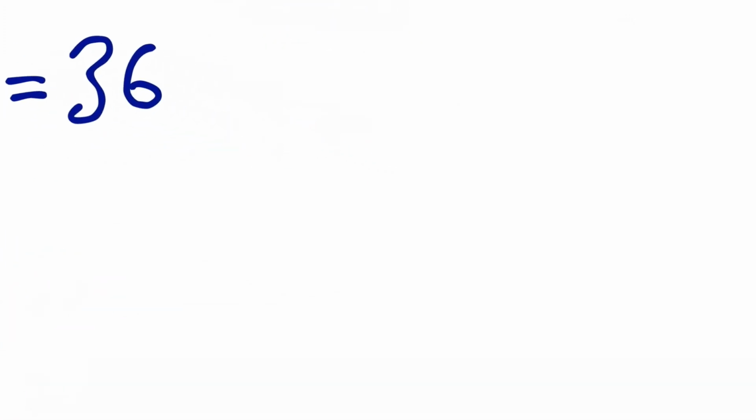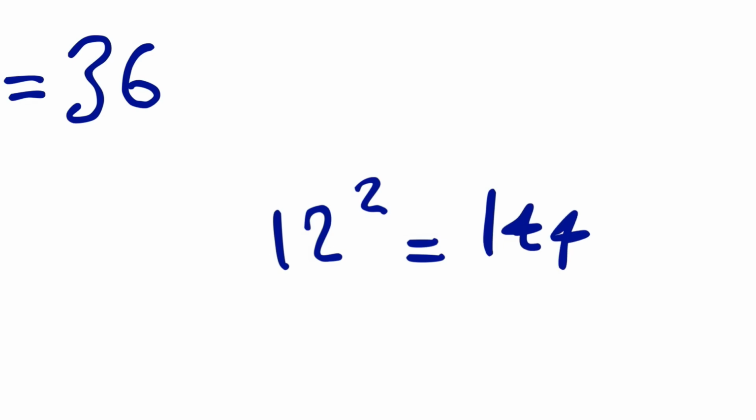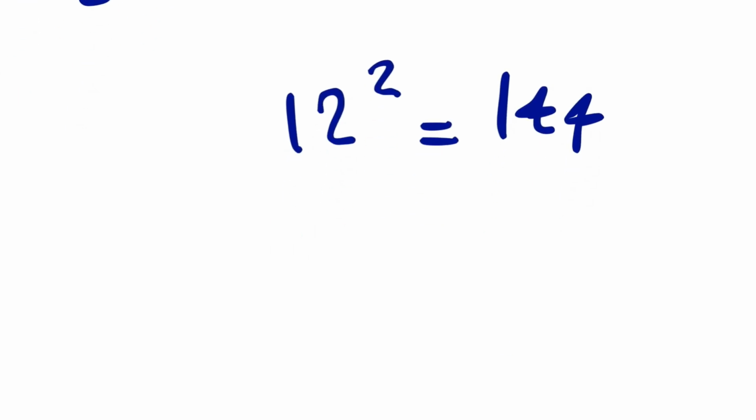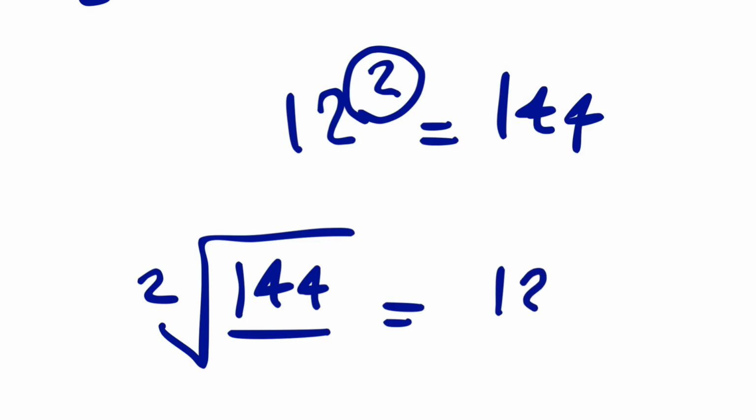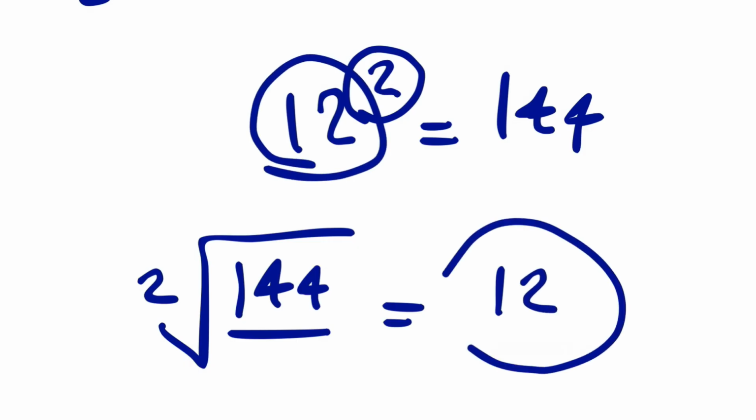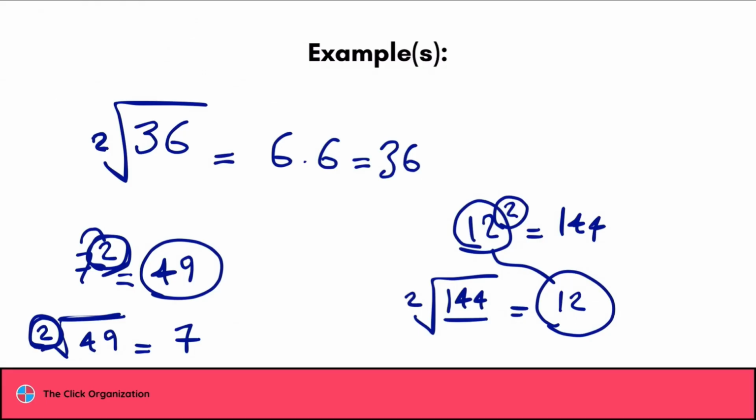Another example: 12 to the power of 2 is equal to 144. If I turn this around, it would be 144 under the root symbol, with the power as the degree. So it would be the square root of 144, which is equal to 12. So these were the examples.